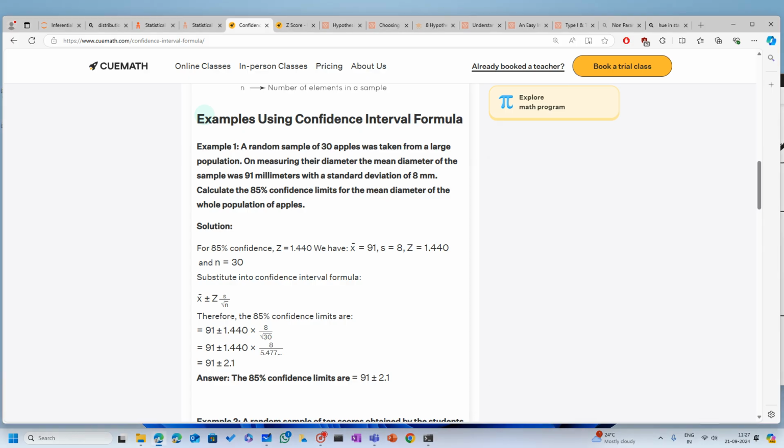Anyway, so they have calculated the 85% confidence limit, and that turns out to be 91 plus or minus 1. After substituting, finally you will get plus or minus 2.1. That means there is a variation of 2.1 millimeters in the diameter of the apple. So how 85% of the time?